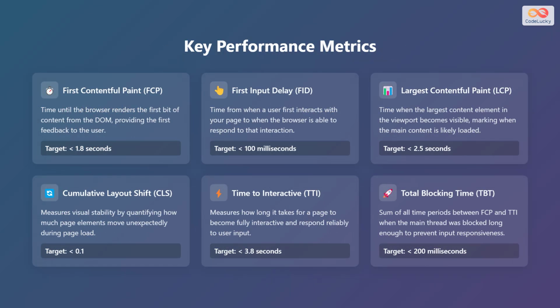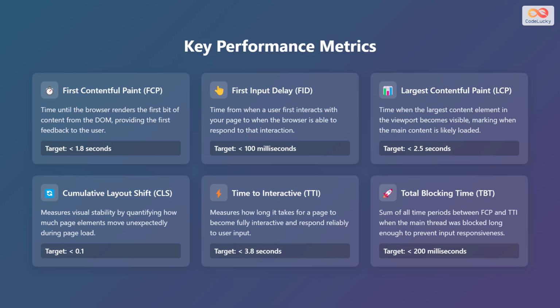Here are the key performance metrics you should be aware of. First, First Contentful Paint or FCP, which measures the time until the browser renders the first bit of content from the document object model, providing the first feedback to the user. The target for FCP should be less than 1.8 seconds.